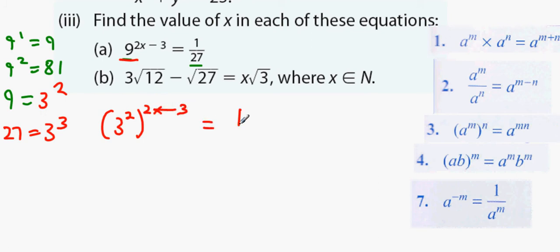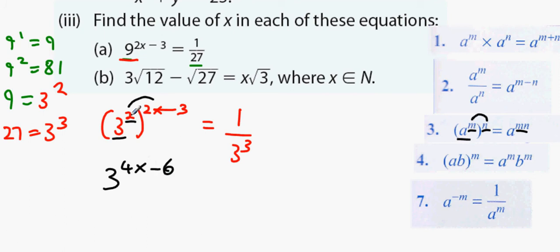Now the next thing we got to do is pick which rule to use. So you'll notice that the big number is 3. There's a power inside the bracket, and then outside the bracket there's another power. This means we got to multiply m by n. The mn without a gap means you multiply m by n. Therefore we got to multiply 2 by this. So we're going to get 3 to the power of 4x minus 6. 2 times 2x is 4x. 2 times minus 3 is minus 6.